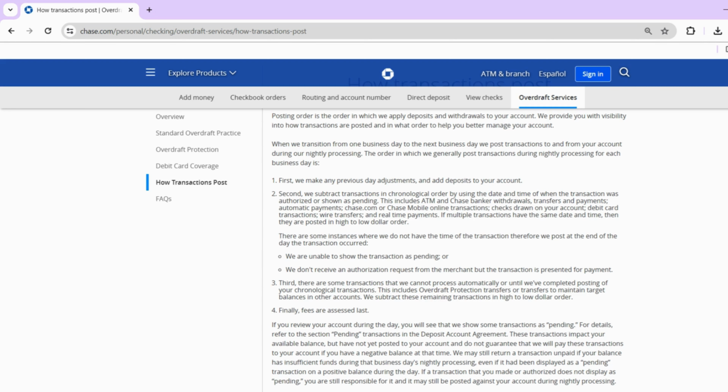Now, once you're within the My Wallet section, we want to move on to the payments area. So this is where the magic happens. Just take a moment to appreciate the seamless navigation Chase offers.